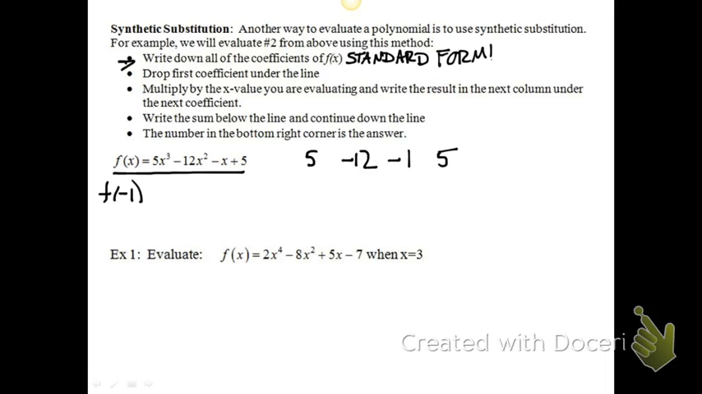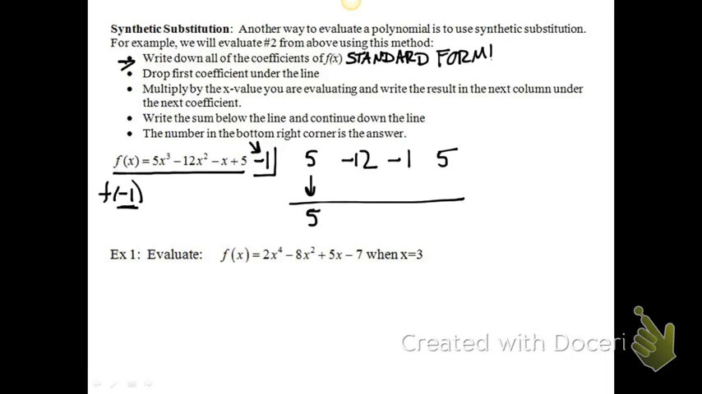Okay, now I'm going to draw a line like this. Make sure you leave a little space underneath those coefficients. I'm also going to drop the first coefficient under the line, 5. I'm going to write the number I want to substitute, that negative 1, in a little box up in the left corner of the problem. So this is the number I'm trying to evaluate, negative 1. This is how we start the process. So you drop down the leading coefficient on the line.